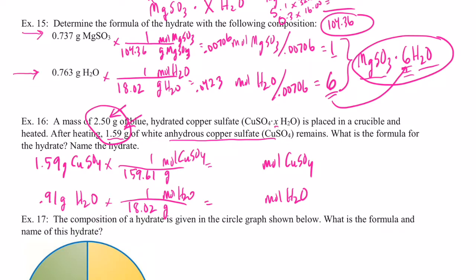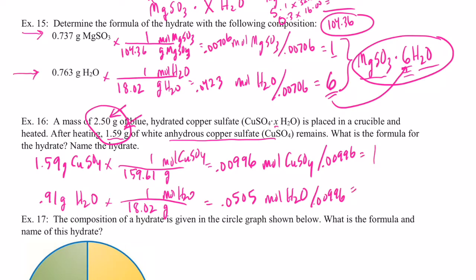So let's see what I get. 1.59 divided by 159.61 is 0.00996 moles of copper 2 sulfate. 0.91 divided by 18.02 is 0.0505 moles of water. So we'll divide by the lowest number of moles. Looks like that's 0.00996.